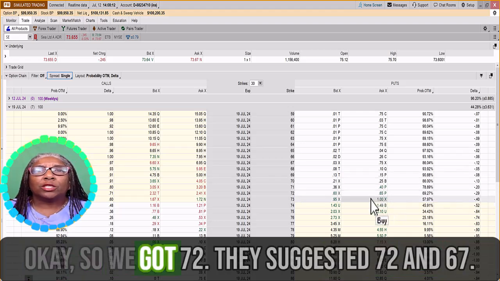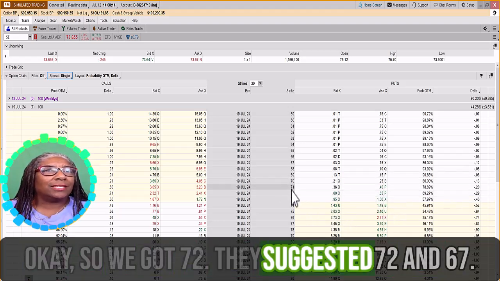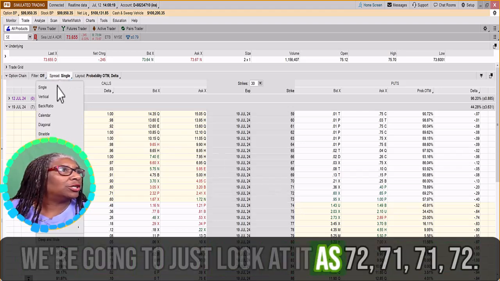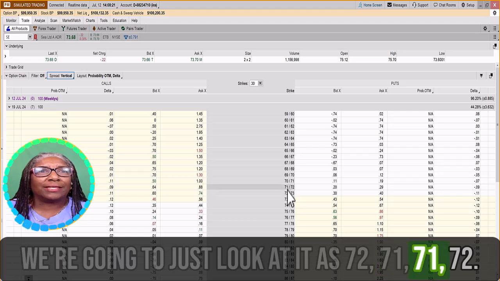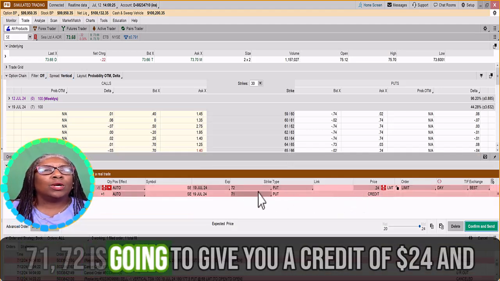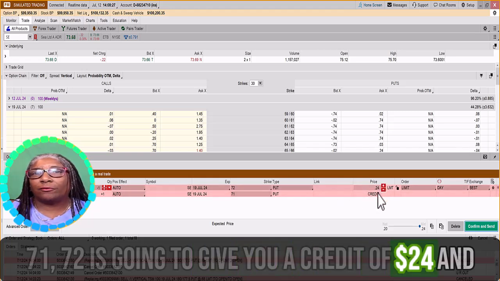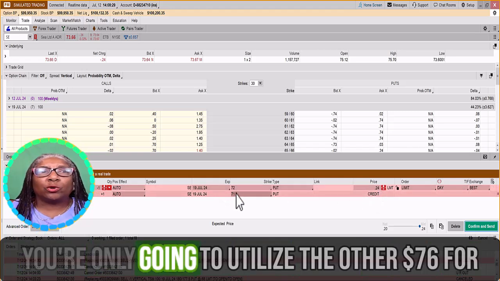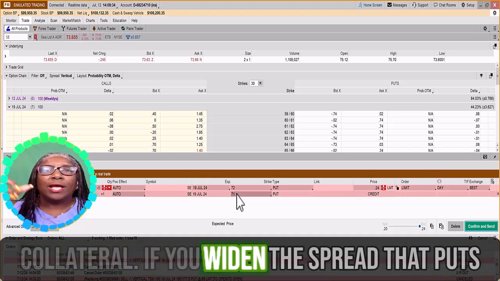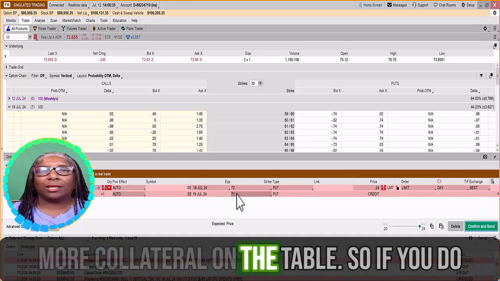Okay, so we got 72. They suggested 72 and 67. We're going to just look at it as 72, 71. The 71/72 spread is going to give you a credit of $24, and you're only going to utilize the other $76 for collateral. If you widen the spread, that puts more collateral on the table.